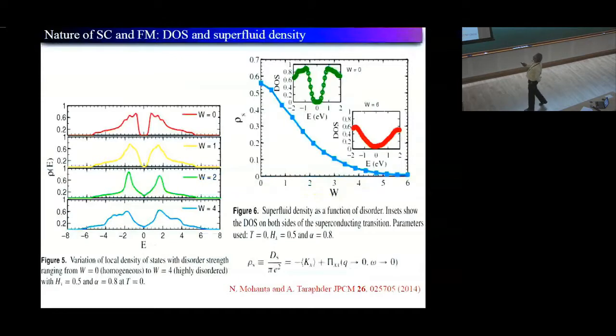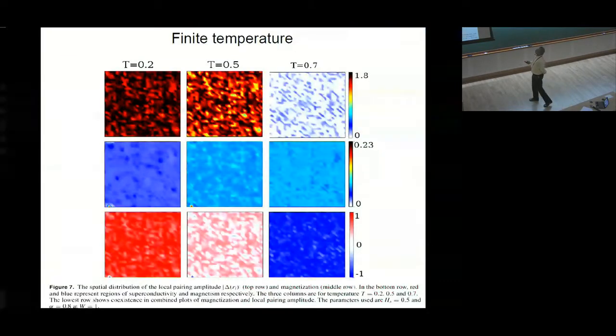A better thing to look at is the superfluid density. And superfluid density, as you can see, goes all the way up to a large disorder. It will not vanish. Then you also see that there are mid-gap states that appear, and pseudo gaps that appear instead of full gaps. These are all seen in experiments, and these are expected in a disordered system. So the referee made us do the finite temperature calculation.